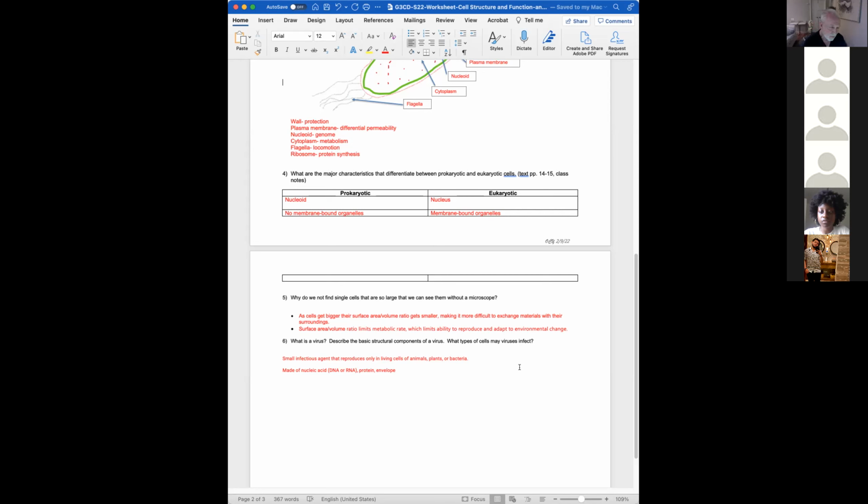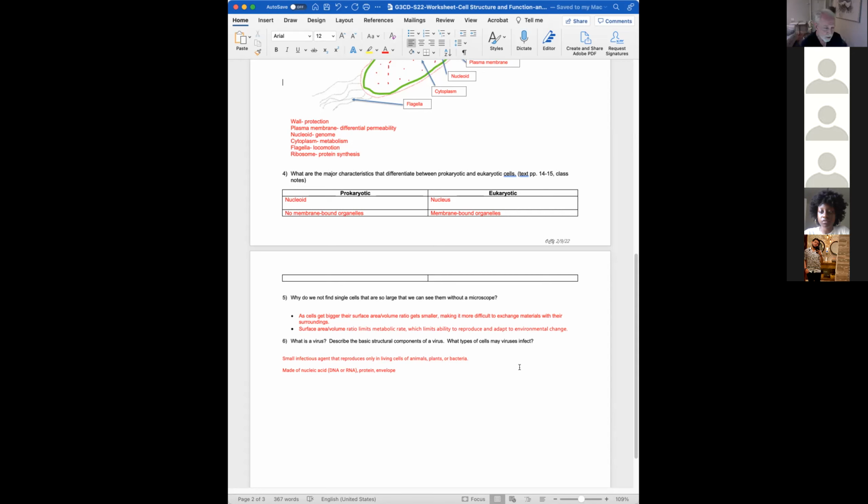And the same phenomenon, the area to volume ratio, limits metabolism. As the cell gets bigger, the metabolic rate gets lower and limits the ability of the organism to reproduce or to adapt if the environment changes. And again, on this, I gave you credit for thinking about it and only took a point off if you actually said something wrong.